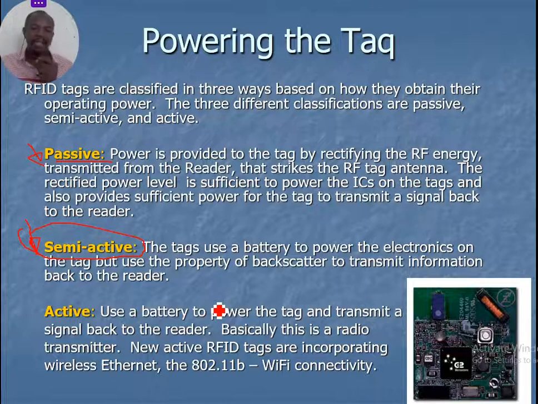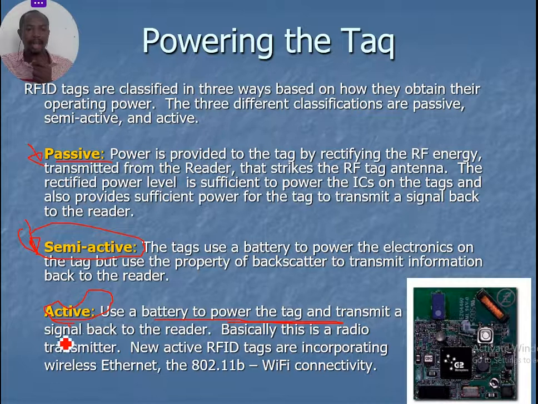That's the semi-active. Now the active uses a battery to power the tag, not just to power the electronics in the tag. Okay, you see why it's called active? The active means uses a battery to power the entire tag, not only the electronics inside the tag. They use the battery to power the entire tag and also to transmit a signal back to the reader. So basically this is a radio transmitter. Now, new active RFID tags are incorporating wireless Ethernet, and 802.11b wireless connectivity is being incorporated into the new RFID tags.